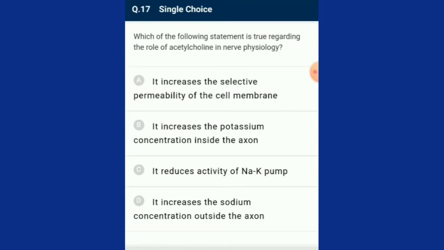Question number 17. Which of the following statements is true regarding the role of acetylcholine in nerve physiology? When acetylcholine is released into the synaptic cleft, the space between a nerve and muscle, it binds to the channel and induces a conformational change that opens the channel. The binding of acetylcholine at certain synapses increases the selective permeability of the cell membrane, opening channels that admit ions and initiate a nerve impulse or muscle contraction. So the answer is option A. It increases the selective permeability of the cell membrane.